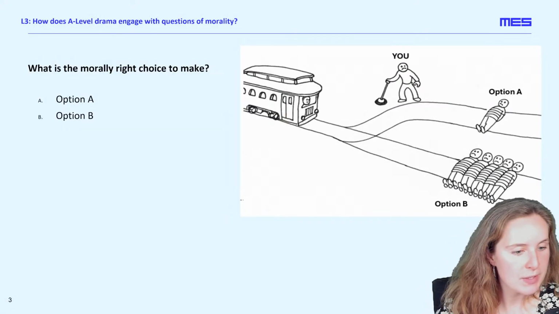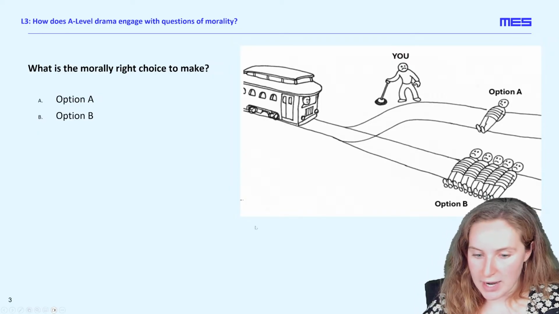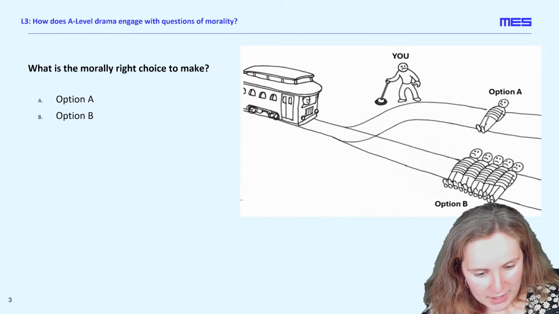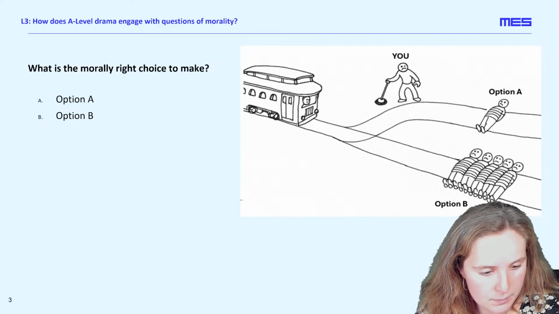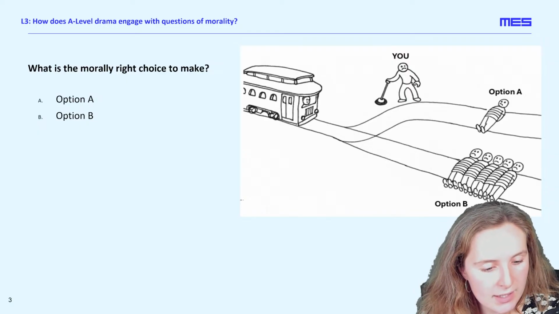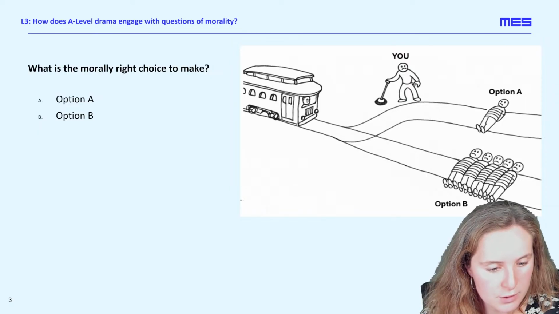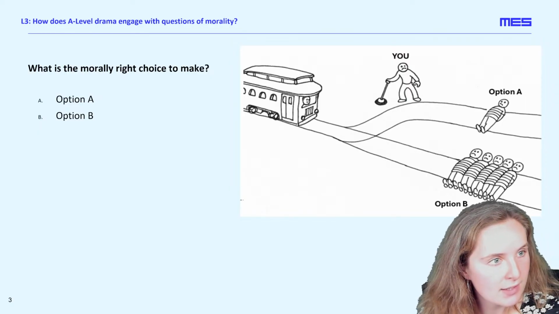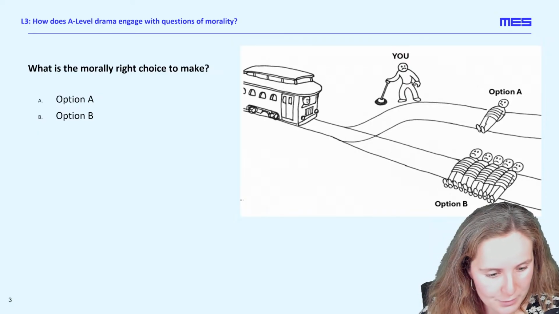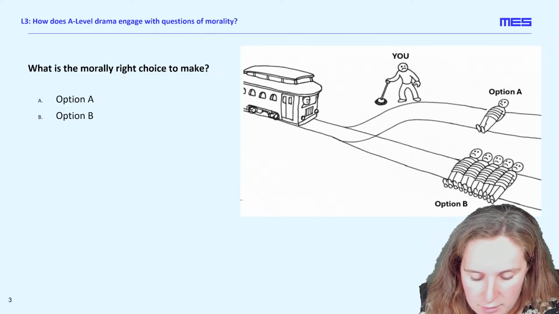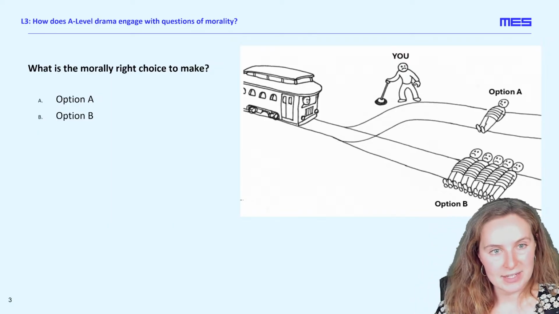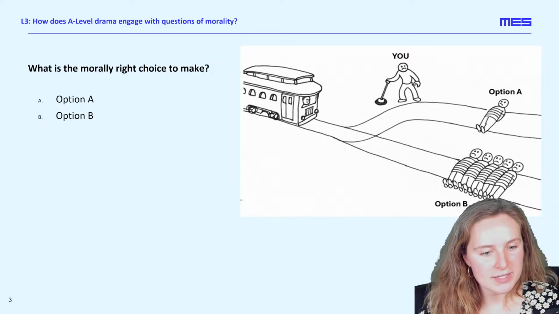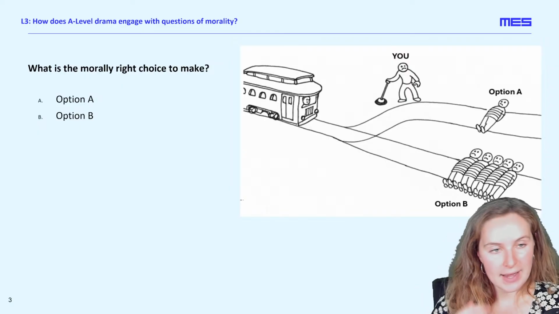So, as we're still waiting for a couple more people to join the chat, this is what I want you to get started on, which is a poll. I'm just setting up the poll now. What is the morally right choice to make? And then option A and option B. For any of you philosophy or psychology fans, you may recognize this problem as the trolley problem or the trolley car problem. I'm interested to see your answers. What is the right choice to make?